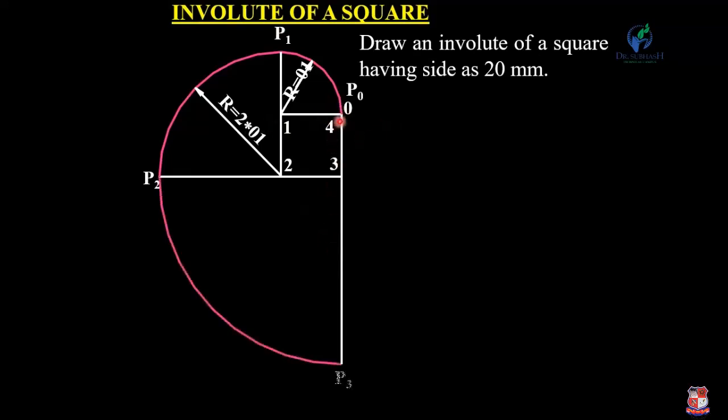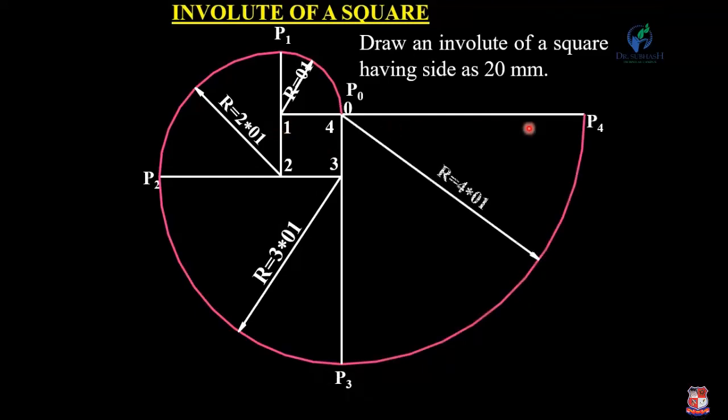Now similarly, extend 3-4, and with 3 as the center, radius equal to 3 into 0-1, means 60 mm radius, draw an arc and you will get the point P3. Now extend 1-4, and with 4 as the center, radius equal to 4 into 0-1, means 80 mm, draw an arc and you will get the point P4 here.